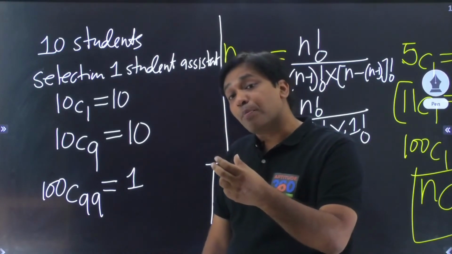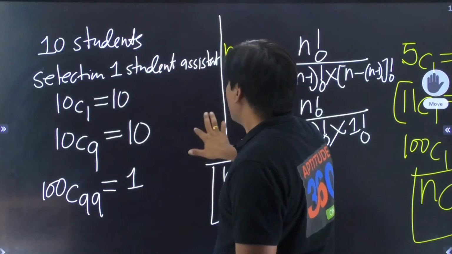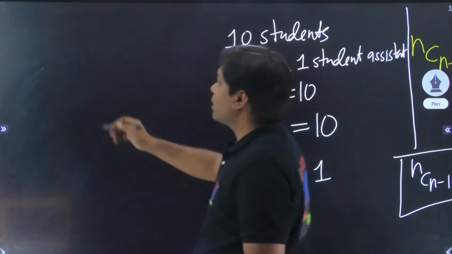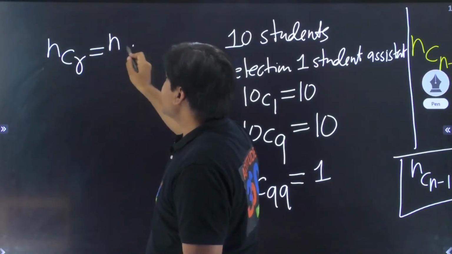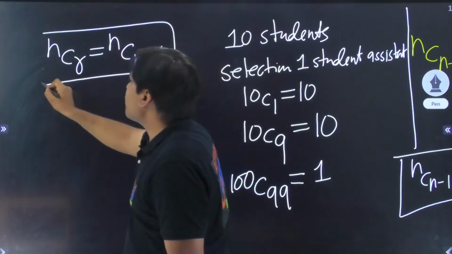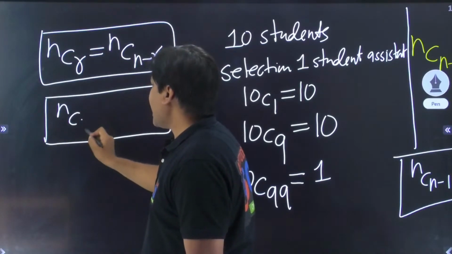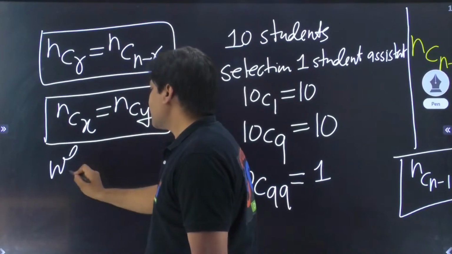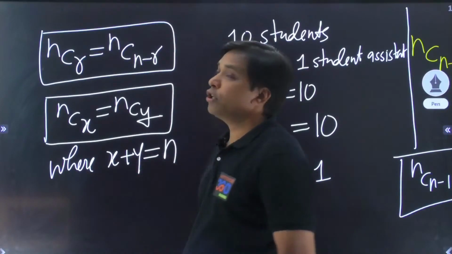Now from here we will start getting something very meaningful. The meaningful thing is that whenever we have to find out something, nCr is equal to nC(n-r). Or some people use this formula where they say nCx is equal to nCy, where x plus y is equal to n. So do you understand what I'm talking about?